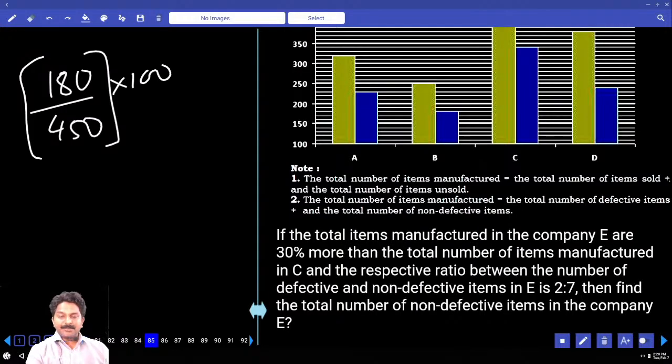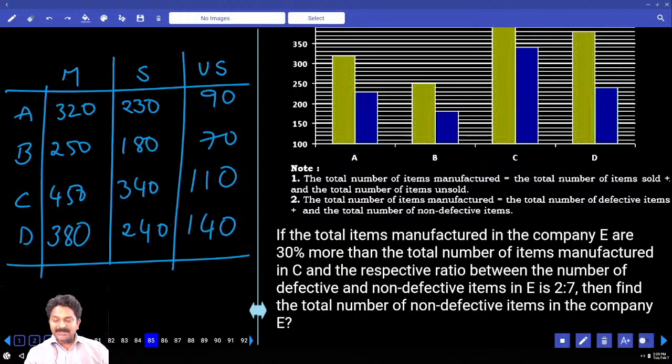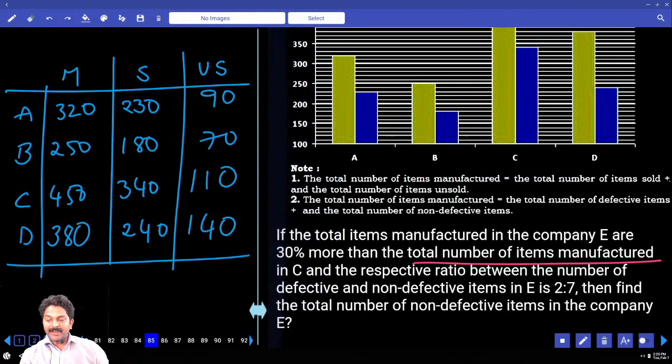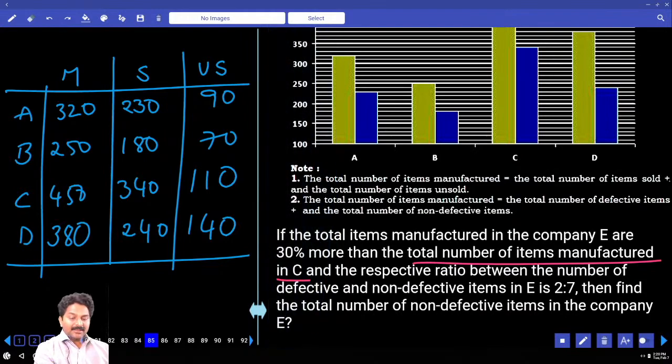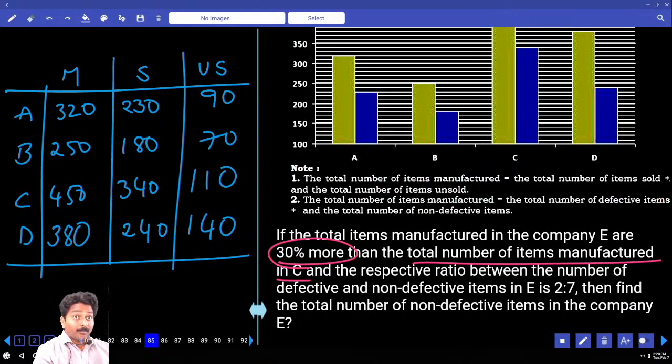If the total items manufactured in company E are 30% more than the total number of items manufactured in C. Total number of items manufactured in C is 450. 10% is 45. But E is what percent more? 30%, which is 10% three times only. 45 times 3 is 135 more. So 585.